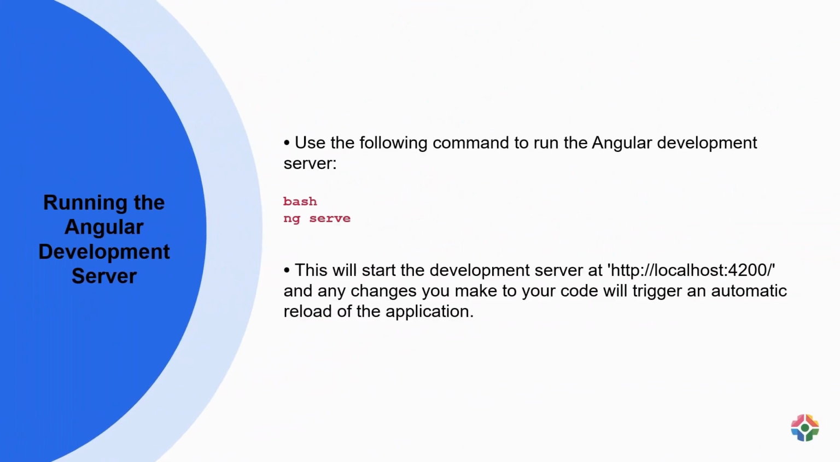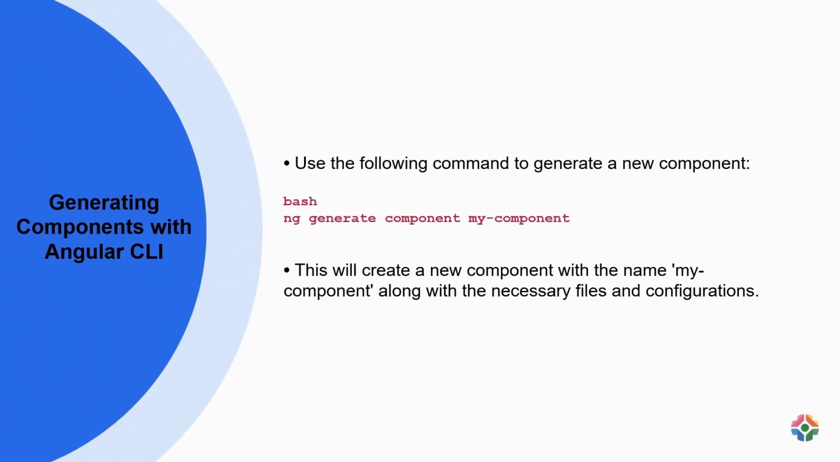To initiate the Angular development server, execute the command ng serve. This command launches the server at http://localhost:4200/ and enables automatic application reload upon code modifications. For instance, upon entering ng serve in the terminal, the server will commence, allowing real-time application updates as you edit the code. To create a new component in Angular, use the command ng generate component myComponent.